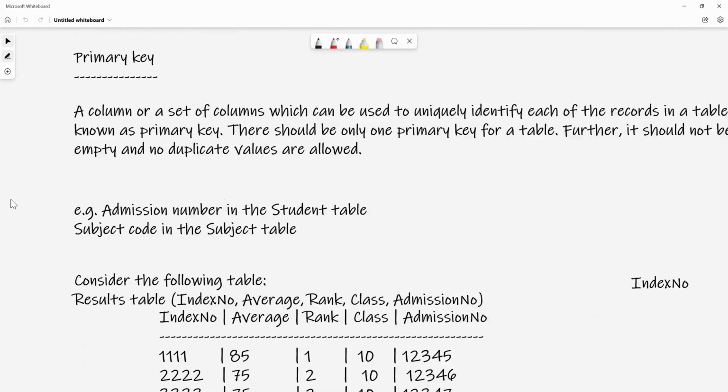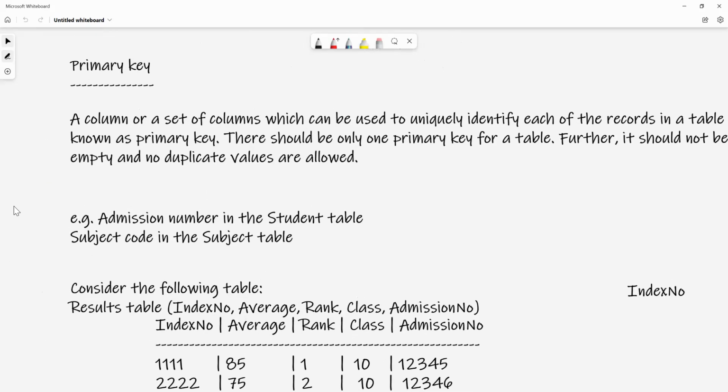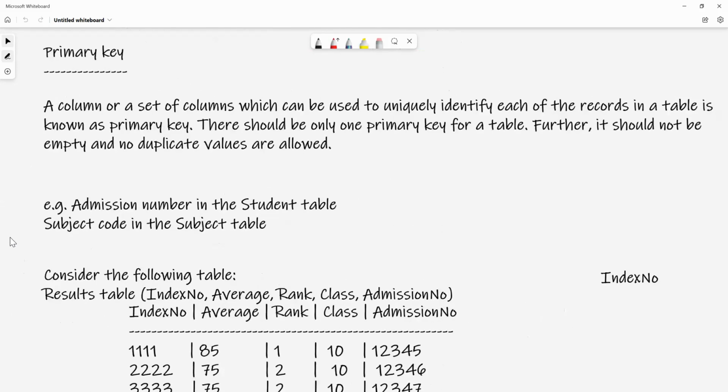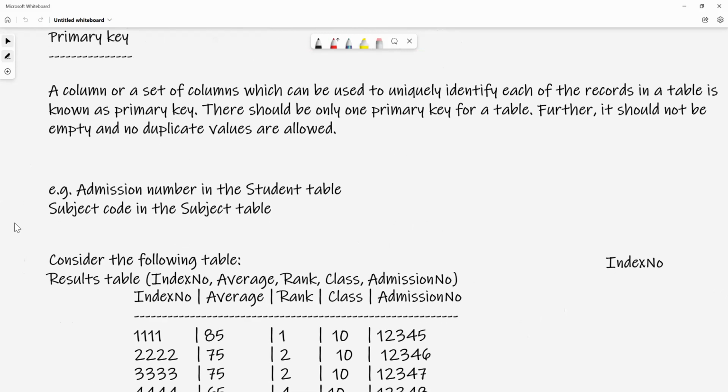Isn't it? We discussed primary key. If you take a table, especially in relational databases, you have to have a field with unique values. This is known as a primary key. Whenever you create a table, you have to define a primary key, so it should not be empty and you should not have any duplicate values.